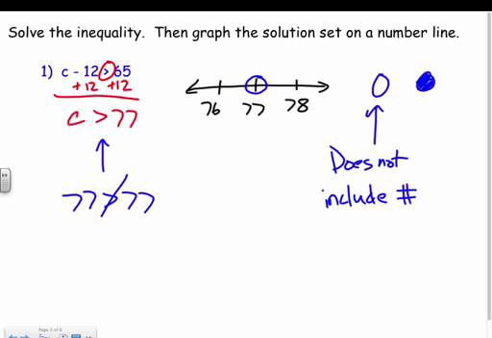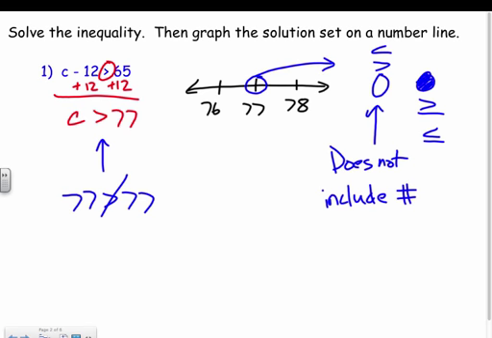So it's not including 77. I would have had a closed circle if it had been greater than or equal to or less than or equal to. The open circle is for less than or greater than. So the equal to makes me fill in the circle. In this case, I have an open circle because I'm not including 77. And I'm looking at numbers that are greater, right? C is greater than 77.